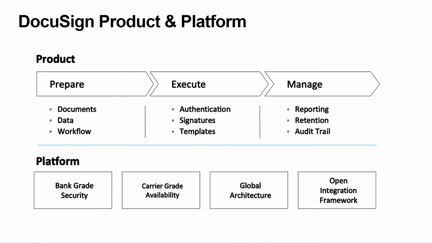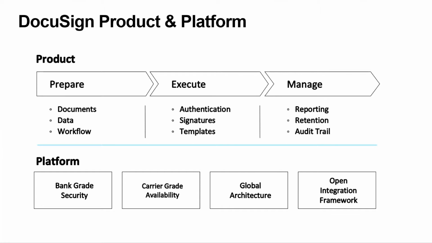First of all, you can start with the preparation of the agreement, using existing documents and data from other systems. Then you can specify the workflow, from how the document is sent to who, and in what sequence. Then the documents are sent to the approvers for execution. Docusign ensures that signers are who they say they are, using varying degrees of authentication based on your needs, such as the deal size of the contract or your compliance requirements.